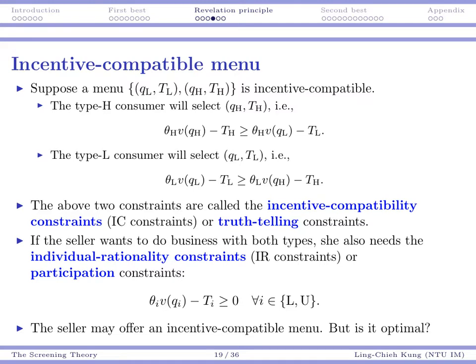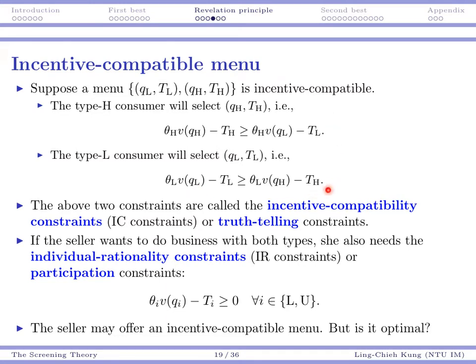Please keep one thing in mind. No matter what contract you choose, your type will still be the same. Okay? So at both sides you see theta L. But for Q and T, that depends on your choice. So this constraint is saying the low type guy should choose QLTL instead of QHTH.